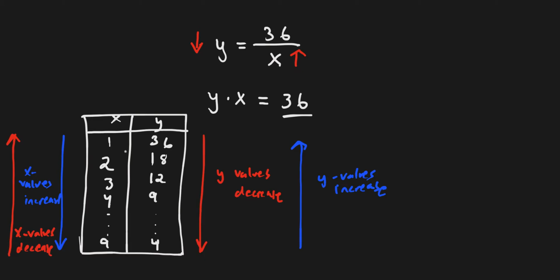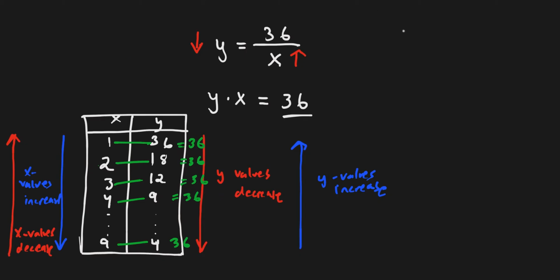Now another property is if you just multiply these two together, you should always get the constant k. So multiply these two together, you get 36. Multiply these two together, you get 36. Multiply these two together, you get 36. So for all values of x that are in the domain, the x values and y values multiplied together are always going to give the value k.